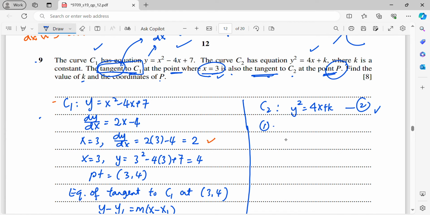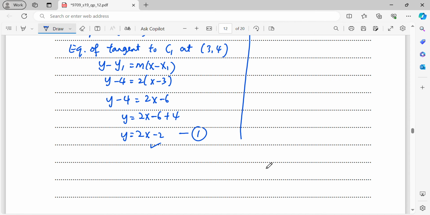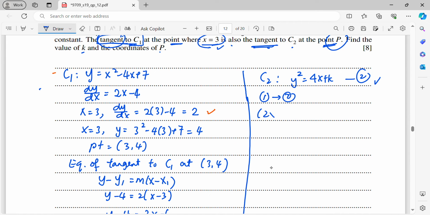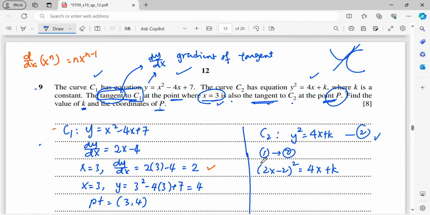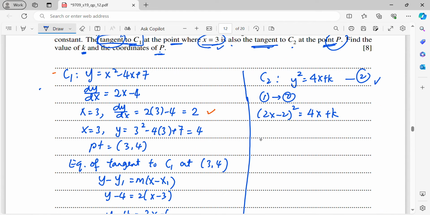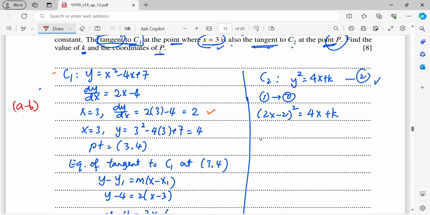So I will substitute the first into the second equation. Now my y is basically 2x minus 2. So here I will write (2x minus 2) squared equals 4x plus k, because now you need to find k and also the coordinates of point P. From here, I will expand the left hand side. Again, (a minus b) squared is a squared minus 2ab plus b squared. Therefore, you get 4x squared minus 8x plus 4 equals 4x plus k.